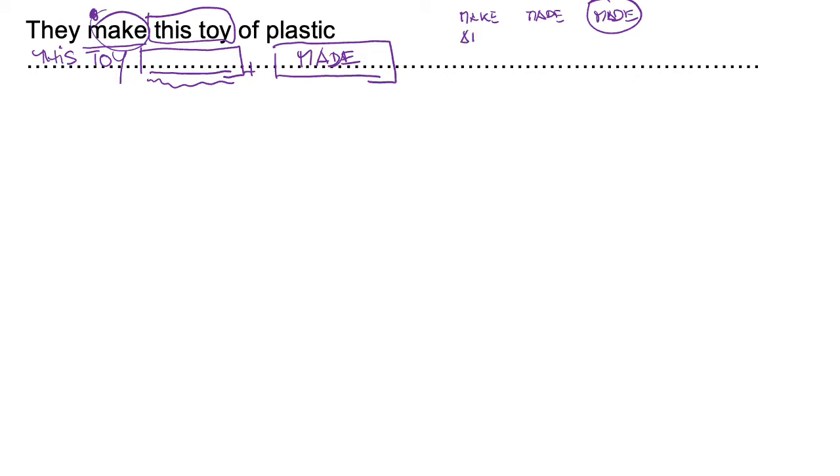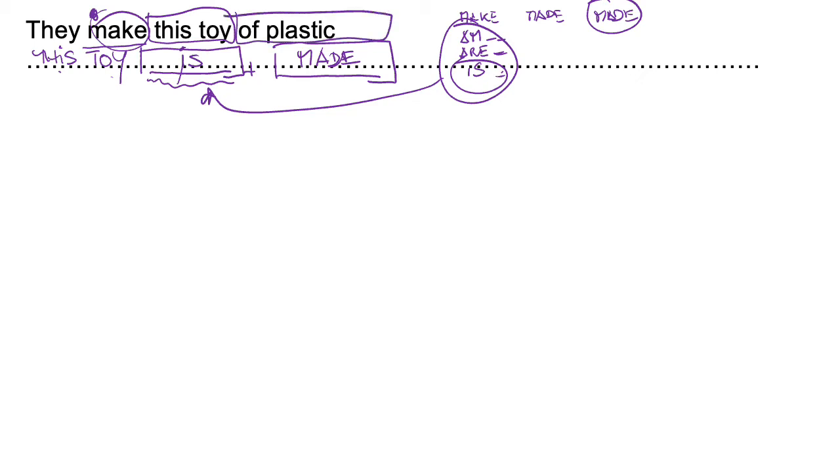What do you think it is going to be? Am, are, or is. What should I write here? This toy, yes, of course, is. So, this toy is made, and then we write the rest of the complements and the rest of the words that are in the sentence, of plastic. Okay, so shall we do another one?